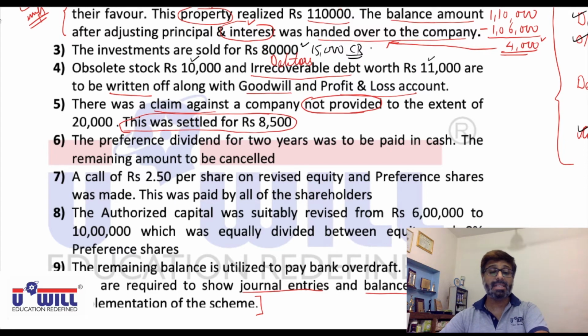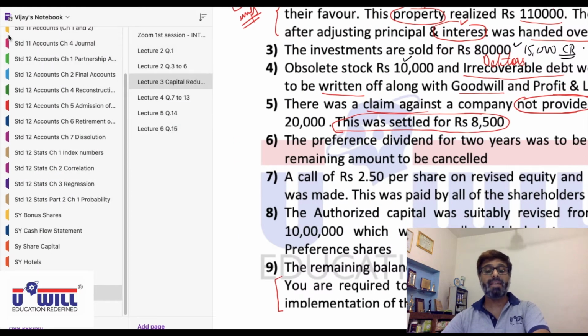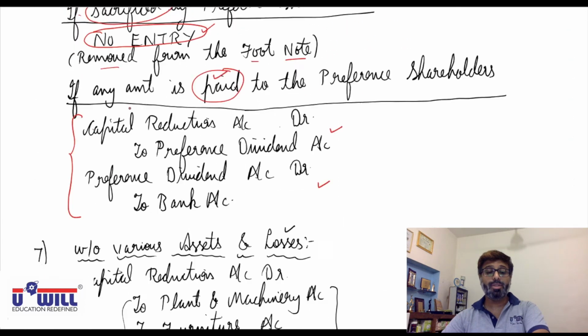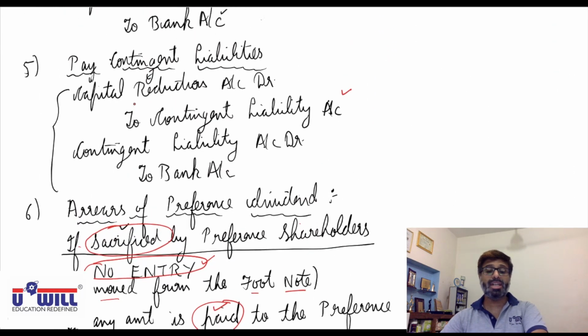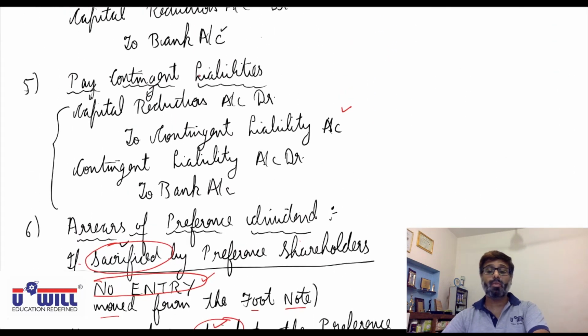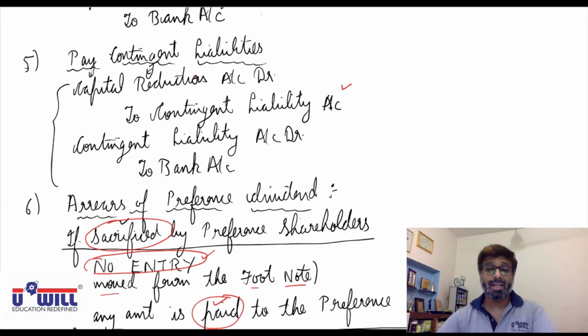All of you can see this in the summary. That's why I said to you, have a quick revision. So this 5th point, pay any contingent liability. Contingent liability means which is not appearing in the books. This is also contingent liability, we did not provide for it. So capital reduction to contingent liability. Here it is claim. So capital reduction to claim. First we'll provide the liability. First we'll create the liability. And then to pay it, contingent liability to bank. So claim account debit to bank account.